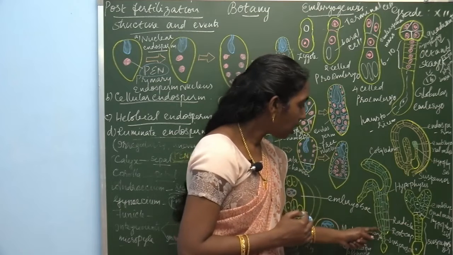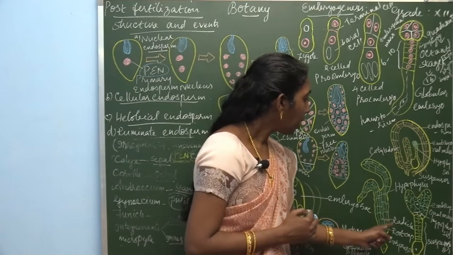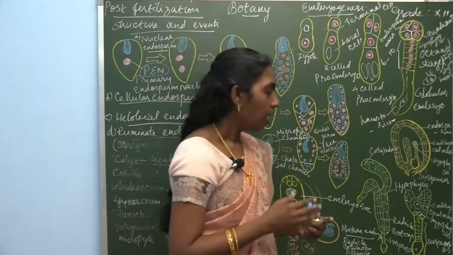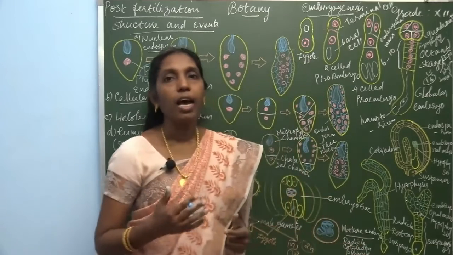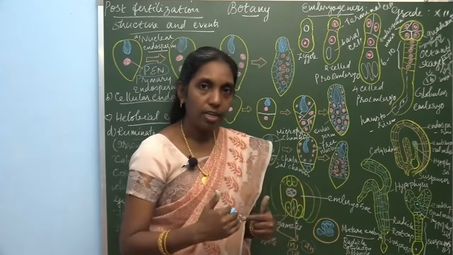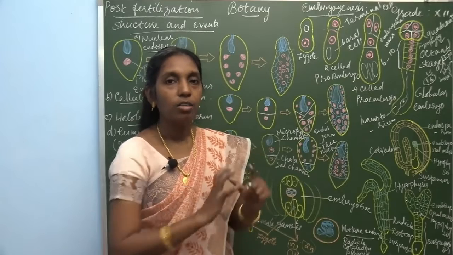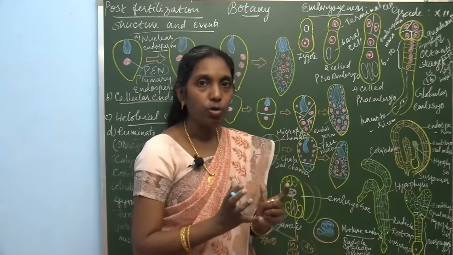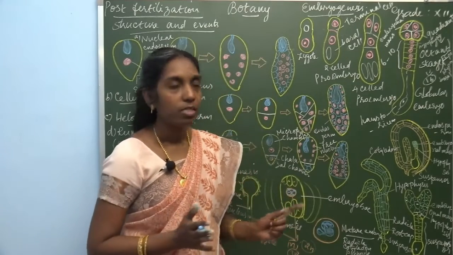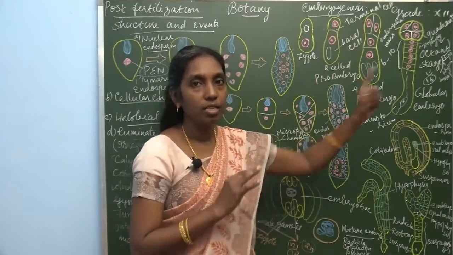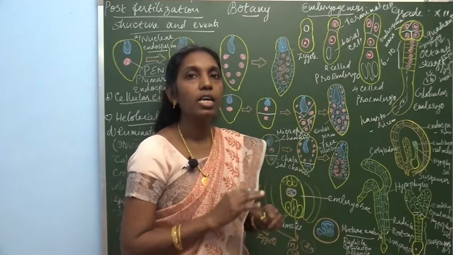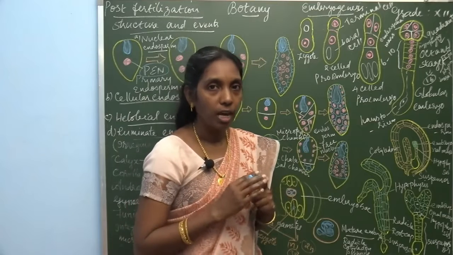Further divisions take place. This is the suspensor, and the radicle and root cap are formed. The mature embryo consists of radicle, cotyledon and plumule. This is the development of the dicot seed. The name of the process is embryogenesis, the development of the embryo.